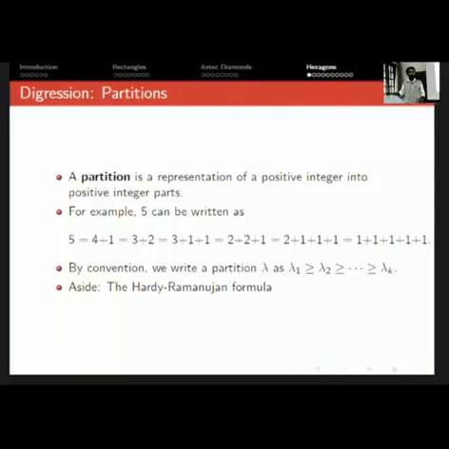It's perfectly justified. The Hardy-Ramanujan formula is correct to within one for any integer. So if the answer is 4031276, the formula will give 4031275.7. The error is within one. It's an extremely beautiful piece of mathematics, and the formula is about the number of partitions. But it's just an aside.